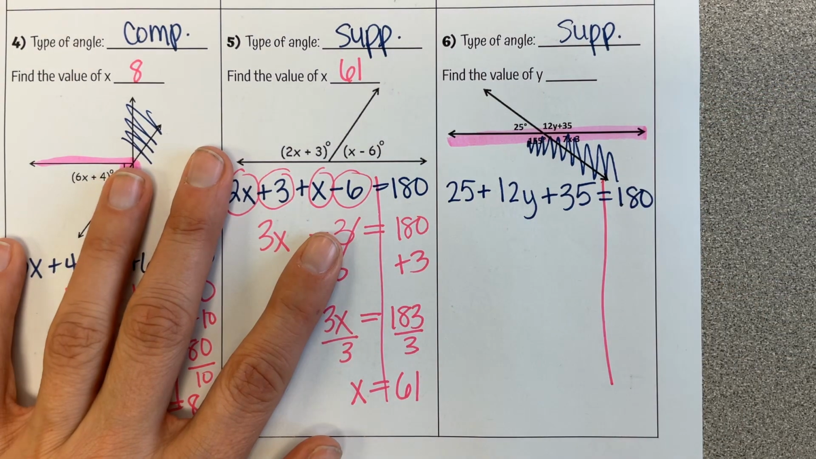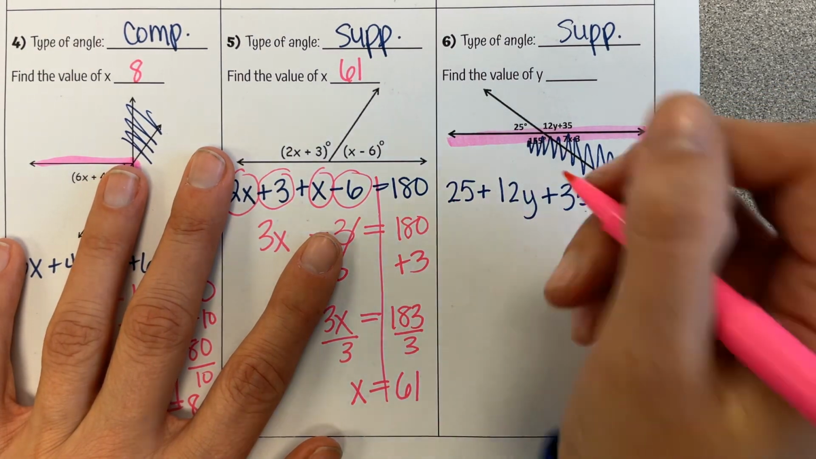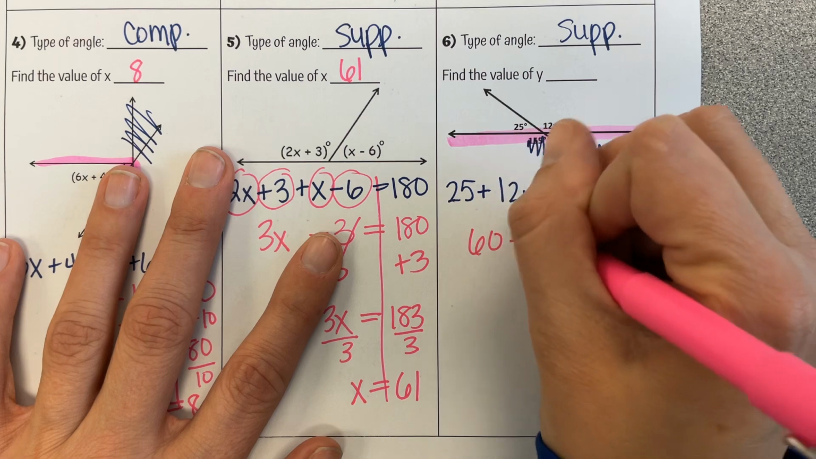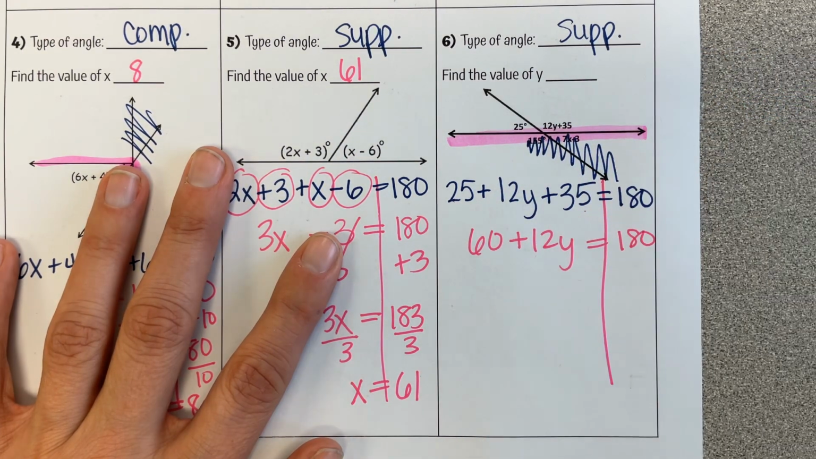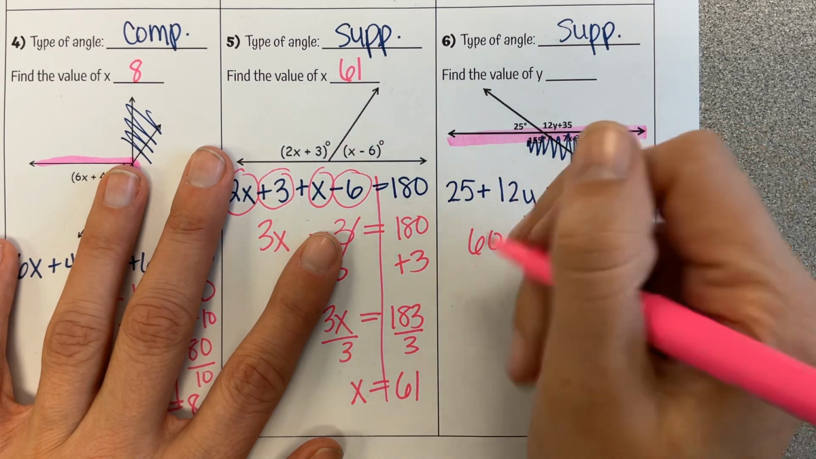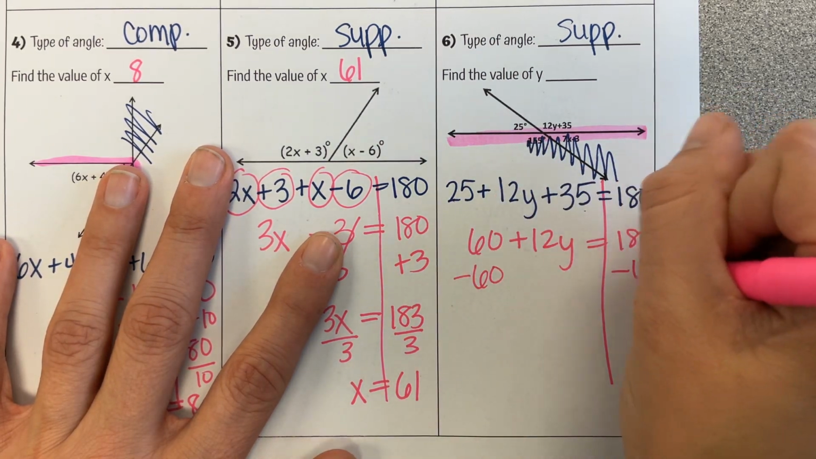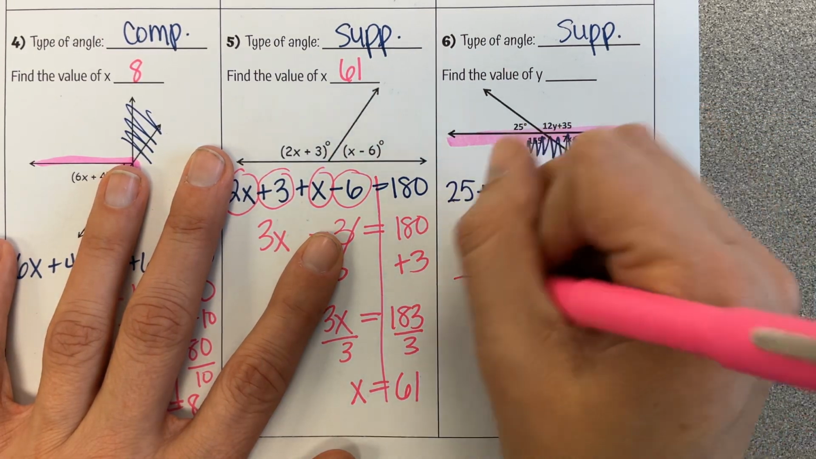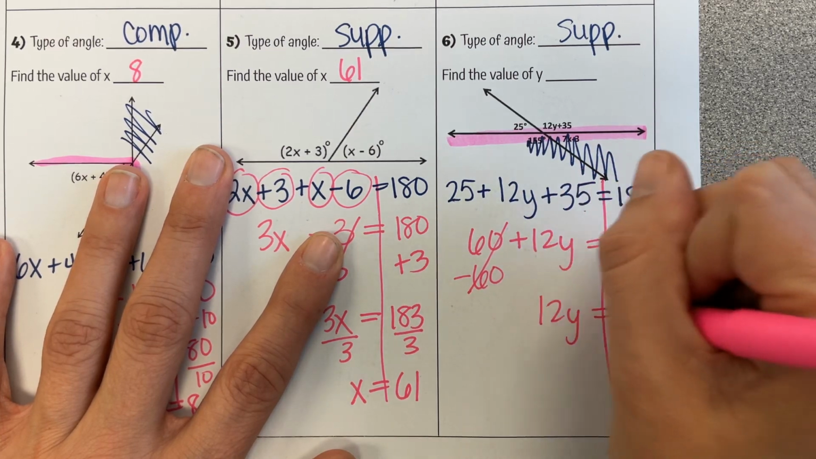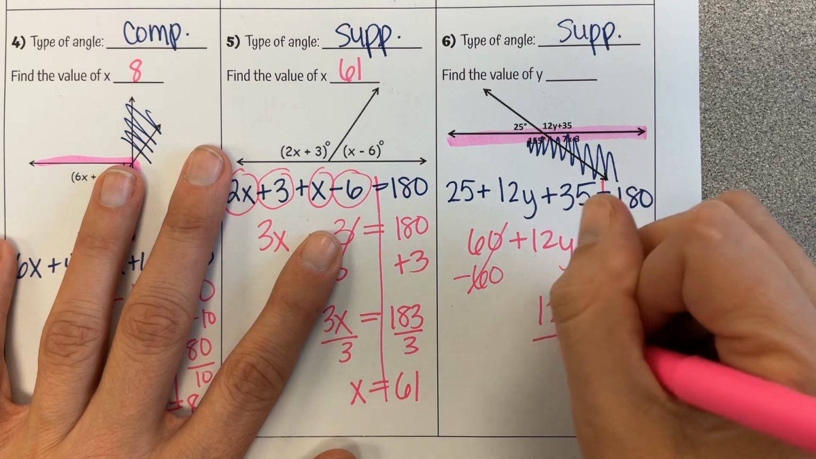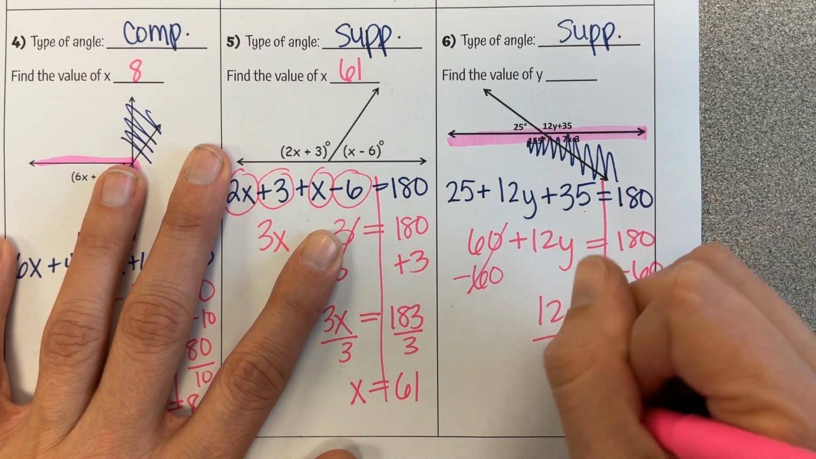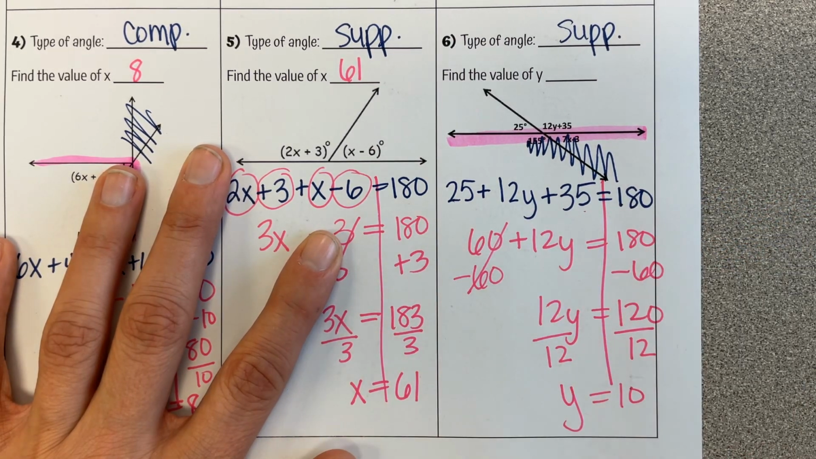I'm going to simplify first. 25 and 35 gives me 60. So 60 plus 12y equals 180. I'm going to subtract 60 from both sides. We get 12y is equal to 120. Divide both sides by 12, and you get that y is equal to 10.